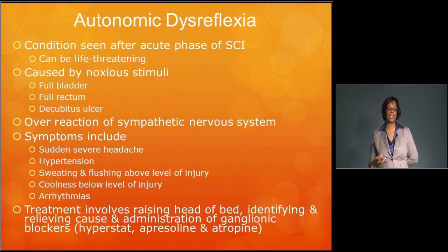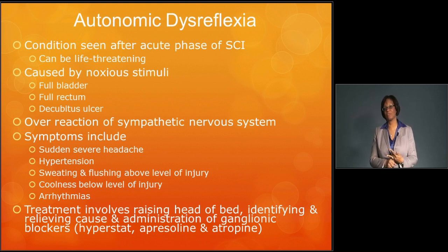And all of those things basically cause an overreaction of the sympathetic nervous system. That leads to, again, sympathetic nervous system symptoms that go into overdrive. So they get a sudden onset of a severe headache. They will have severe hypertension. They will have flushing and sweating above the level of their injury, coolness below the level of their injury, and they'll have some dysrhythmias. So what you want to do immediately is raise the head of the bed, loosen any restrictive clothing, and try to find out what put them in this situation, because if we can alleviate that, it will take the symptoms away.